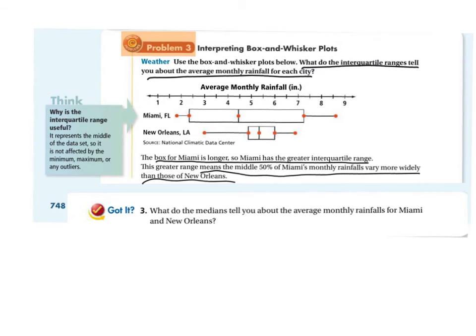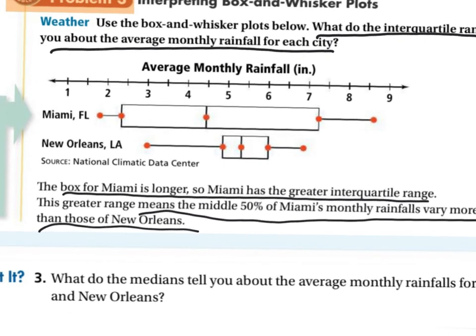If we look at problem 3, they want us to use the box-and-whisker plot below, and what do the interquartile ranges tell you about the average monthly rainfall for each city? So, like we mentioned earlier, interquartile range is the difference between the lower quartile and upper quartile. So if we're looking at Miami, here's our lower quartile, here's our upper quartile. For New Orleans, here's our lower quartile, here's our upper quartile. So interquartile range would be the difference between those.